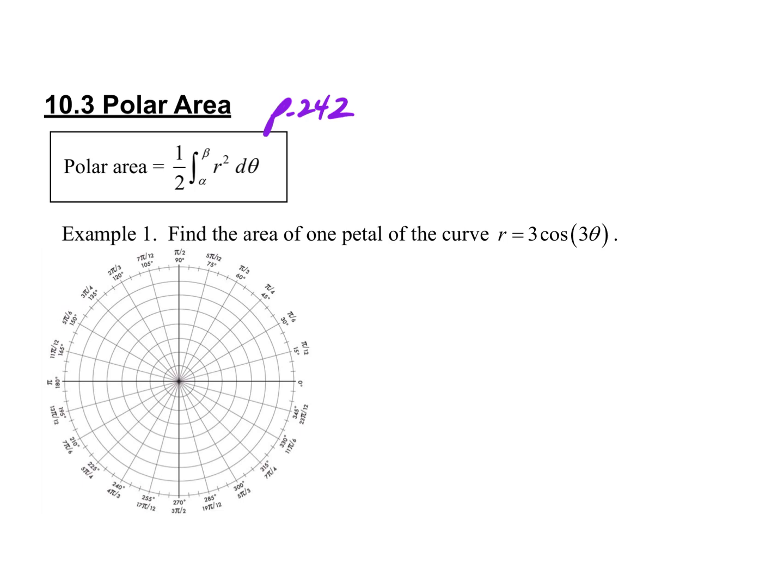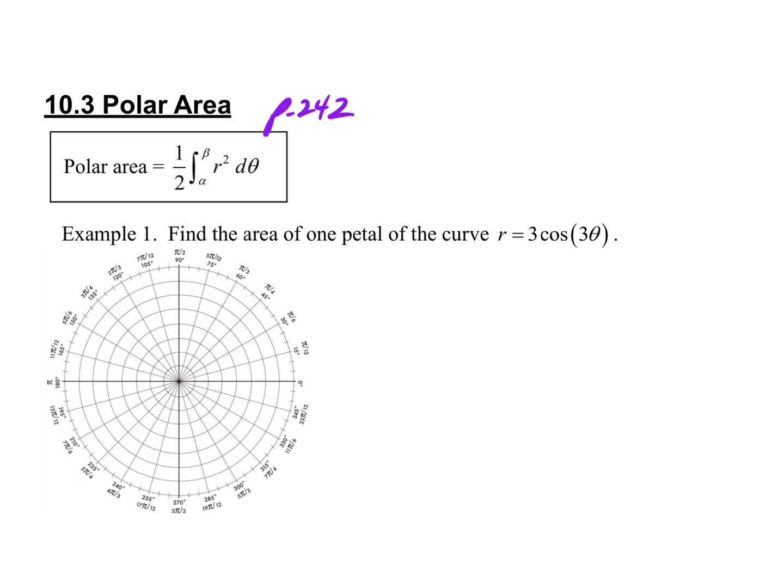And the easy points to find, really, I want to find where my petal is the longest, where it ends at the tip of the petal. And since the highest possible value for cosine is 1, I want to figure out what values for theta will make cosine of 3 theta 1. And we know that the cosine is 1 at 0. But because of the 3, there's going to be 3 of them.